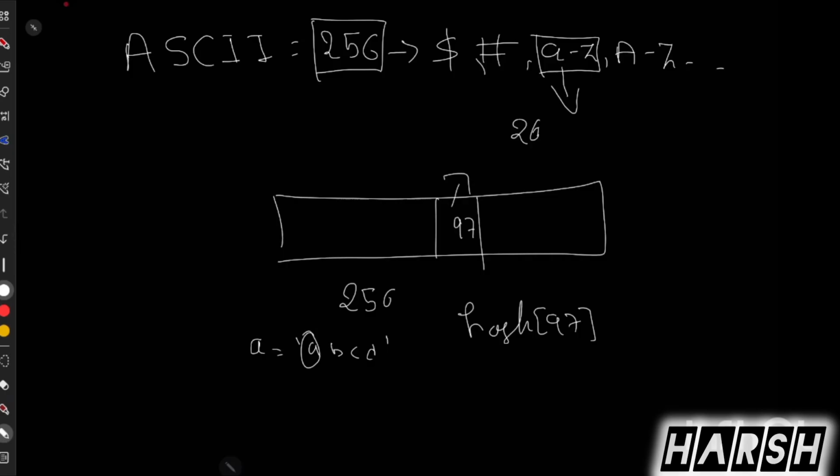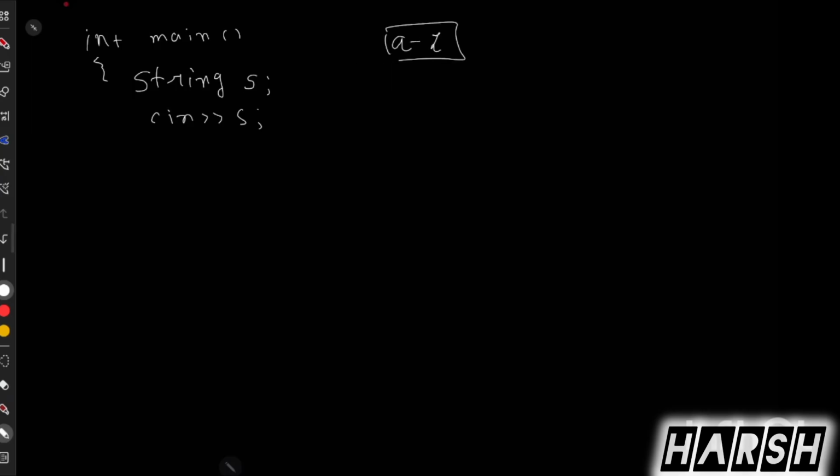Now let's write the code. In code, first of all, we have the int main function. First of all, I declare a string, let's say s, and take input from the user with cin of s. Next, what should I do? As I told you, let's have two examples. In the first example, suppose that we have only small letters. Then I declare a hash array of integer type with length 26 and all elements filled with 0.